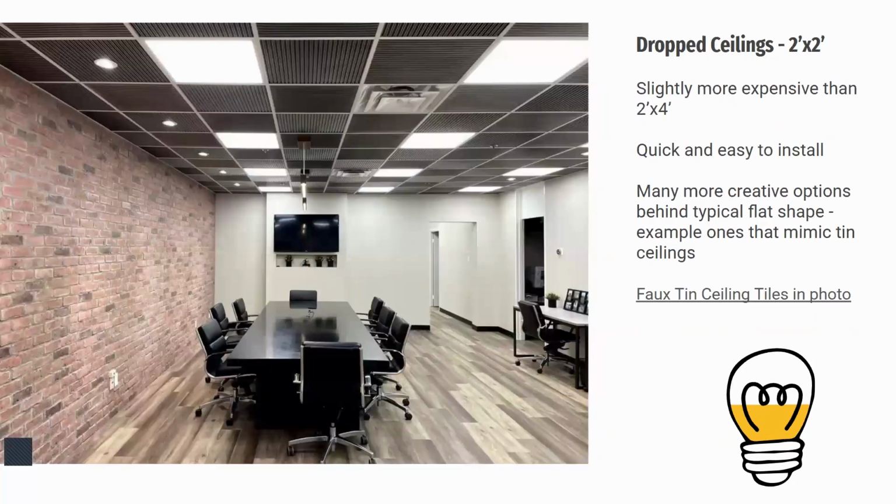All right, so 2x2 ceilings are slightly more expensive than the 2x4. But this is a good size to use for your bathrooms and maybe your smaller break rooms and things like that, because they're smaller areas, so you're going to have fewer weird cuts because of the math of it. You can also get ones that look like tin ceilings. You can get a lot of nice aesthetics out of a 2x2. In this example, you can see that they've used black ceiling tiles that also have grooved edges.